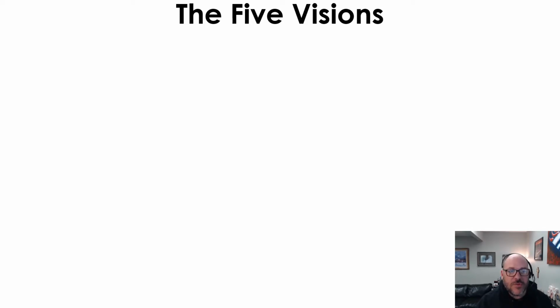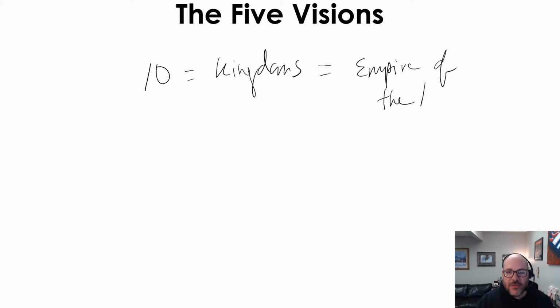Now, the 10 horns of this final empire are 10 kingdoms that will be apart. So it's a 10-nation coalition that will be made up of 10 countries or 10 kingdoms that will join together, and that will form the foundation of the empire of the Antichrist. So the empire of the Antichrist will come out of these 10 kingdoms.